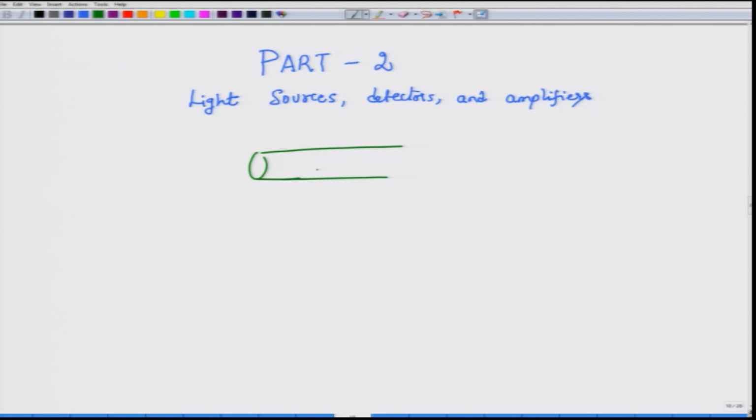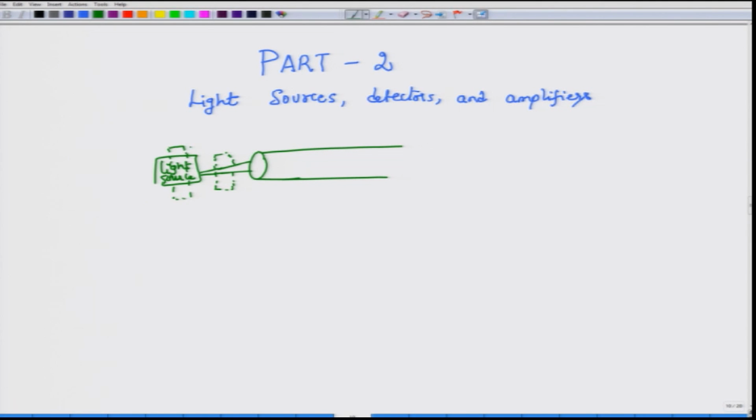Assume that this optical fiber is some hundreds of kilometers long, and then you have a light source. At this point I am not specifying what the light source is; we are going to talk about that shortly. This light source launches light onto the fiber. Somewhere here you would have a modulator. The modulator could be external to the light source or sometimes integrated into the light source itself.